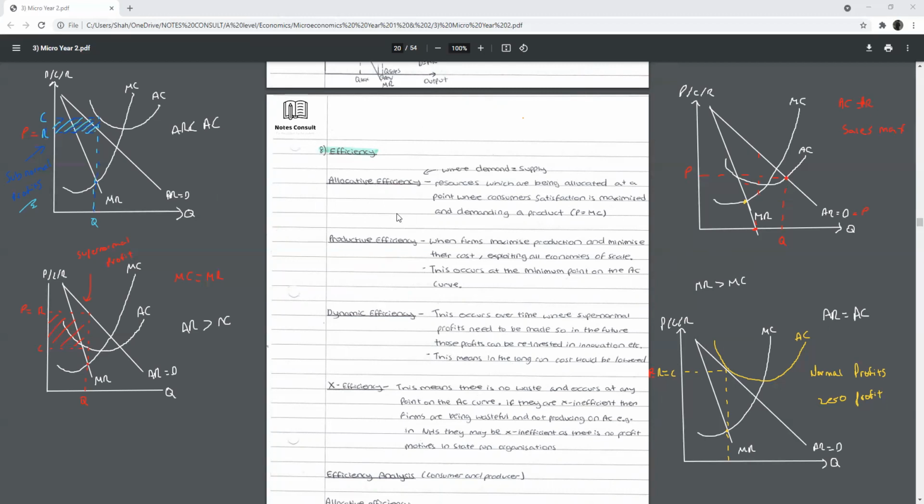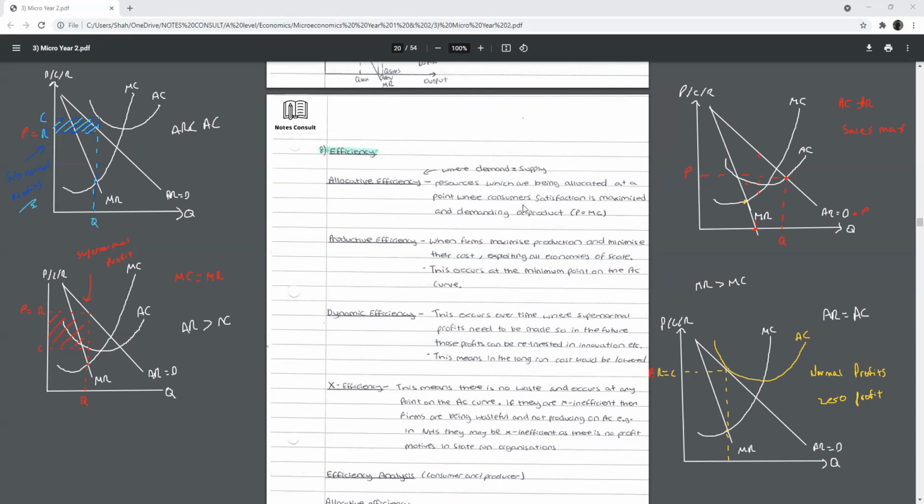So let's look at different types of efficiencies. We have something called allocative efficiency. This is where demand is equal to supply, or the most commonly used one is where P is equal to MC. This is where resources are allocated at a point where consumer satisfaction is maximized. So the price is equal to marginal cost.